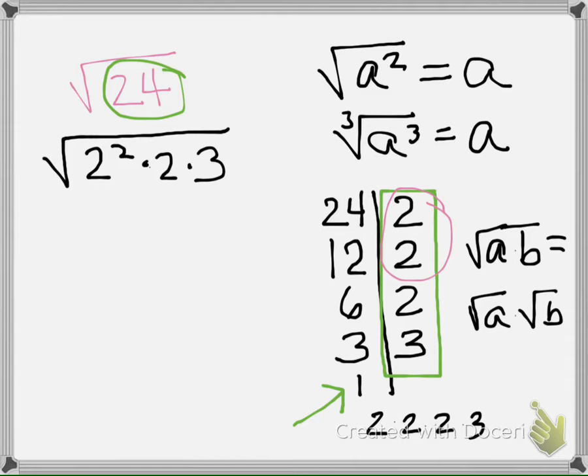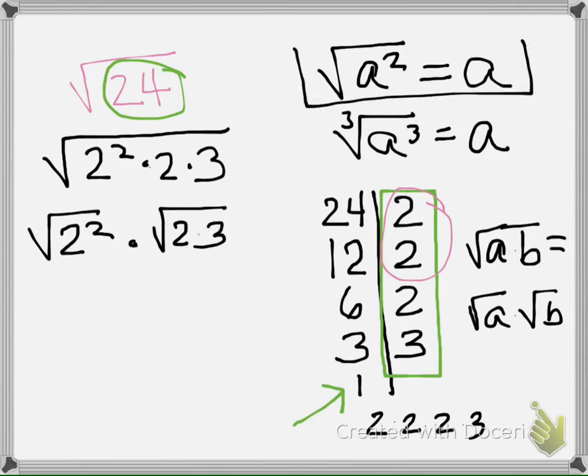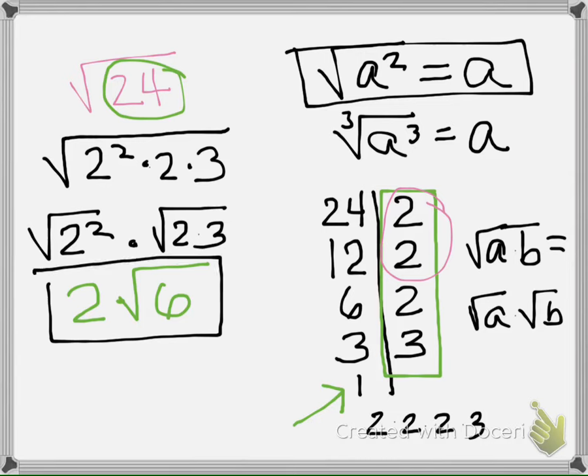So as a result, I'm going to take the square root of 2 squared, and I'm going to leave 2 and 3 underneath here. Utilizing this property, the square root of 2 squared is 2. 2 and 3 I can't do anything with, so I'm going to leave those as the square root of 6. Then this 2 on the outside and the square root of 6 are being multiplied together, so I can put a dot or you don't need to. And that is your answer in simple radical form. The square root of 24 is the same as 2 times the square root of 6.